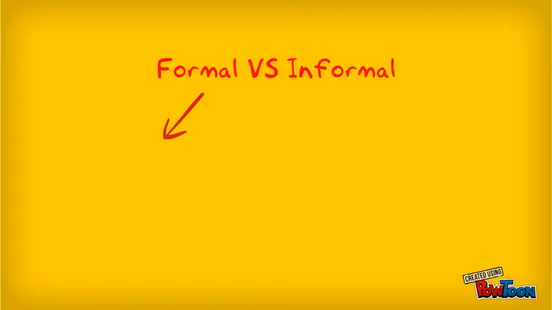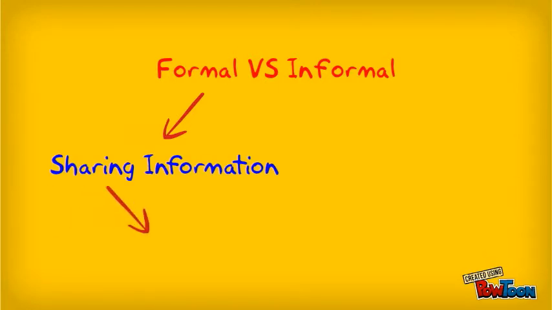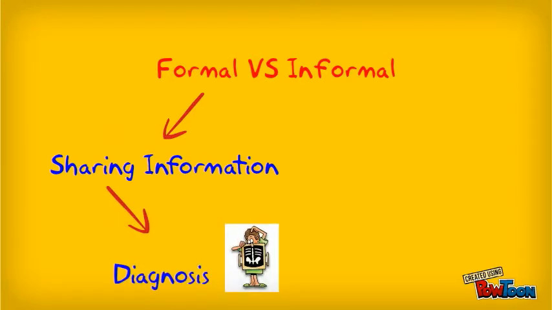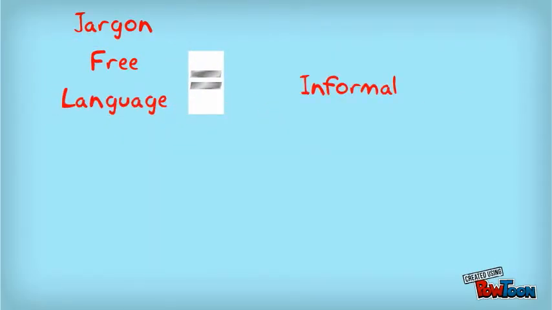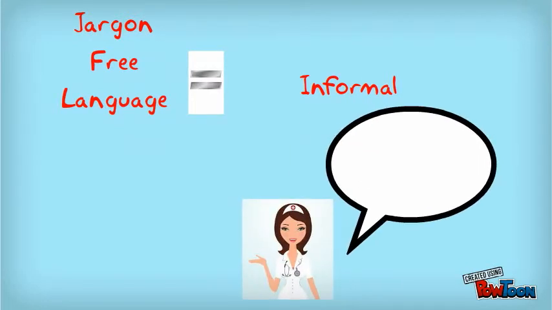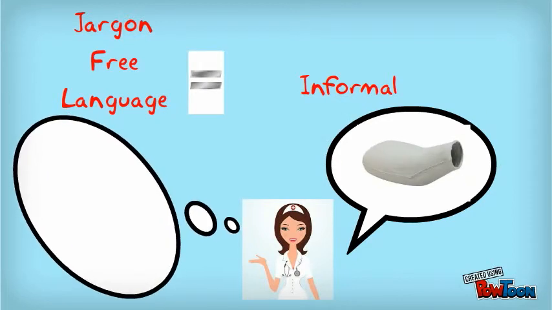Doctors and nurses may need to share information with each other to help the doctor make a diagnosis for the patient. Nurses may use jargon-free language to inform service users about their disorders or to help them answer questions during a nursing assessment. This jargon-free language is often informal. It is not uncommon for nurses to ask service users about their toilet habits by using the phrases number 1 or number 2.